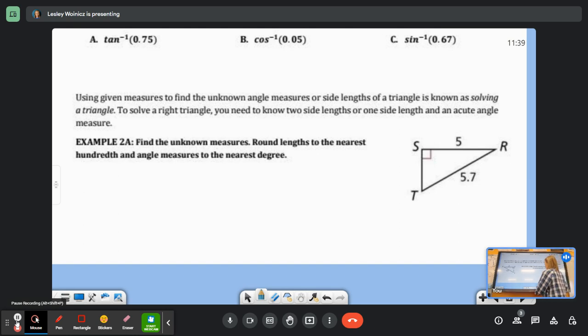Any ideas for how to find this side? If I already know two sides in a right triangle. So opposite. Yeah, we can just use the Pythagorean theorem. So I'm going to call this little r because it's opposite the big angle R. I'm going to name that side r. And it's a leg, so be careful when you set this up because it's leg squared plus leg squared equals hypotenuse squared. So it's r squared plus 5 squared equals 5.7 squared.